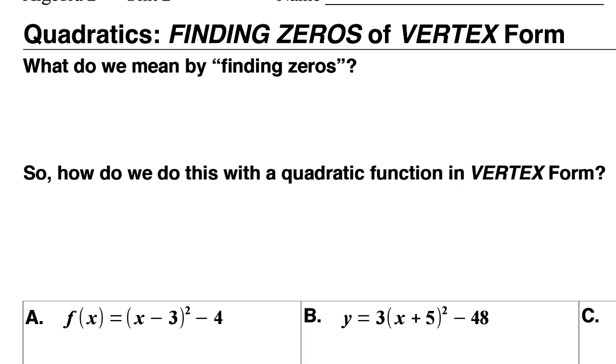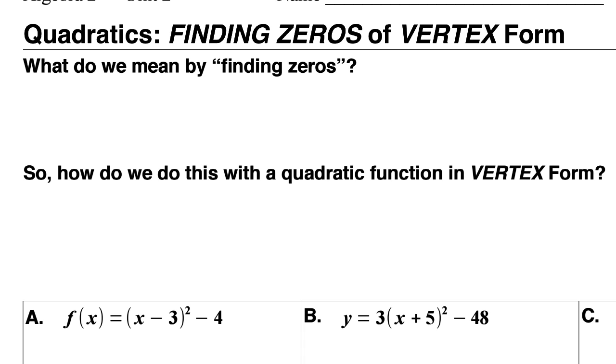So I'm going to talk about some examples. After each example, I'm going to ask you to pause the video and then go find a couple examples from the white worksheet. It's titled Finding Zeros of Vertex Form number 1. So at the very top, this is saying, what do we mean by finding zeros?